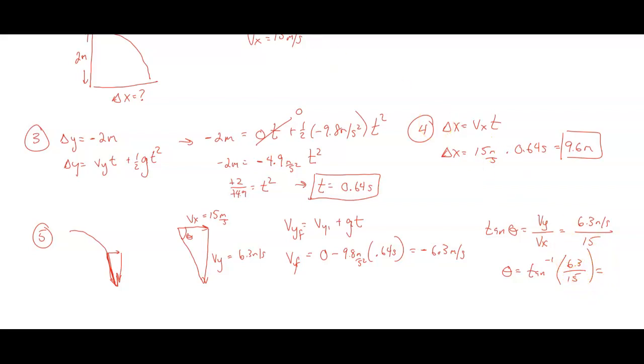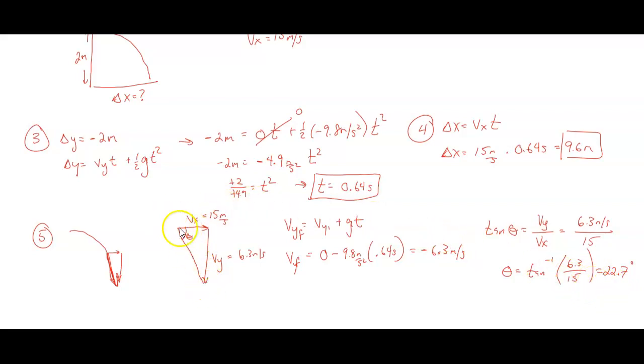That should get you an angle of approximately 22.7 degrees below the horizontal. It's important to note you should be in degree mode. If you're getting a different answer here and your math looks correct, I would double check that you're in degree mode and not radian mode.